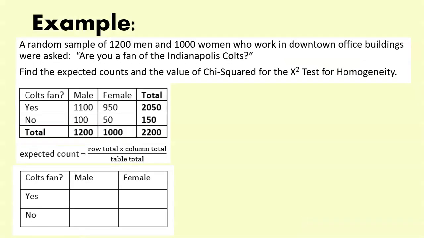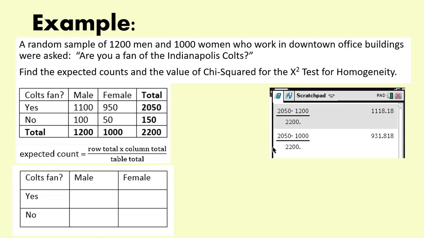Okay, so for example, a random sample of 1,200 men and 1,000 women who work in downtown office buildings were asked, are you a fan of the Indianapolis Colts? Find the expected counts and the value of chi-squared for the chi-squared test of homogeneity. Now, this is a homogeneity test because I've got two groups, men and women, and I'm curious about whether men and women are fans of the Indianapolis Colts equally.